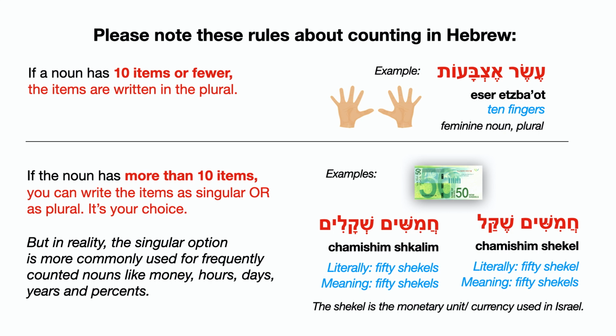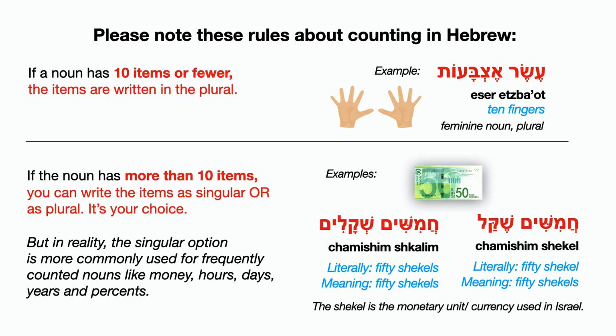So to say 50 shekels, I can say 50 shkalim in the plural, or 50 shekel. 50 means 50, shekel means shekel, 50 shekel. So 50 shekels or 50 shekel. Both are correct.